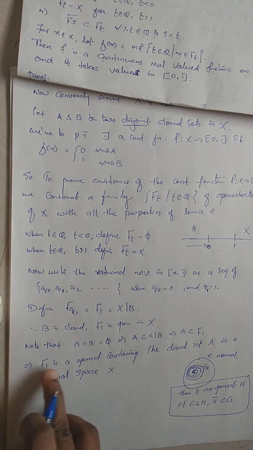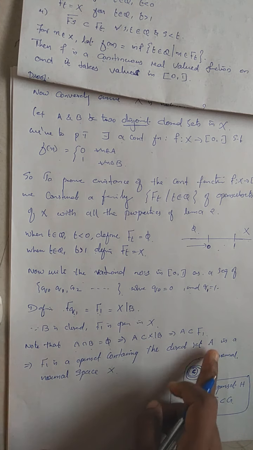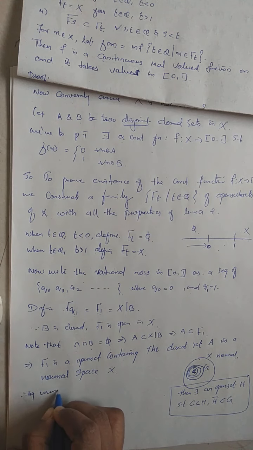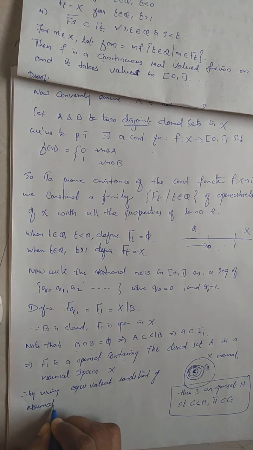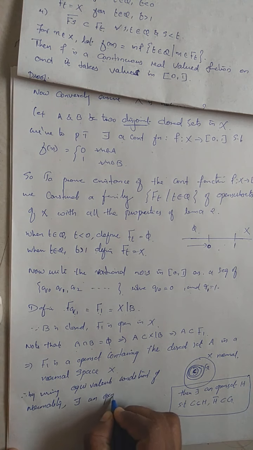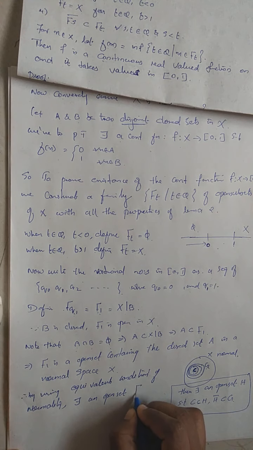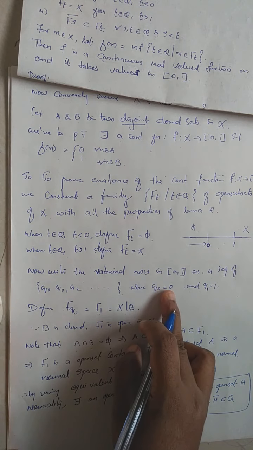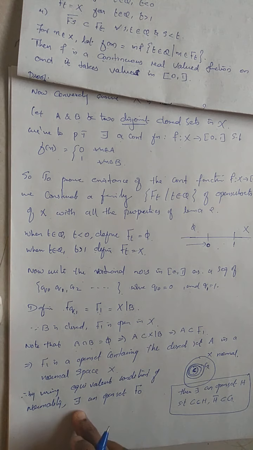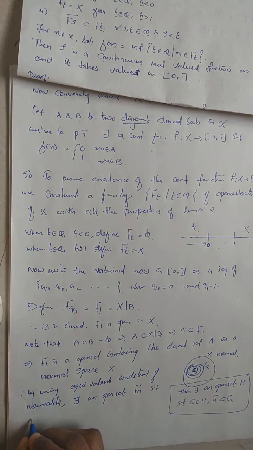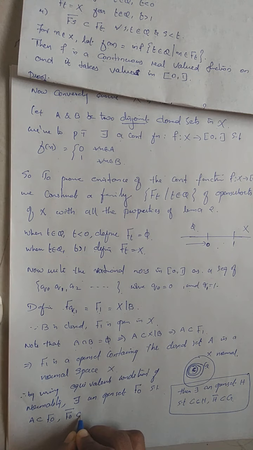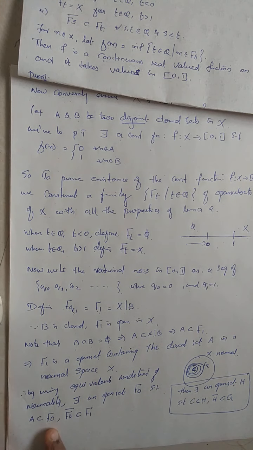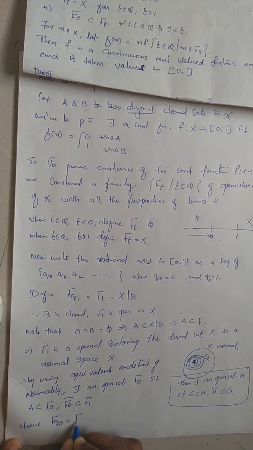We have X as a normal space, and instead of G we have F1, an open set containing the closed set A, instead of C. So by using the equivalent conditions of normality, there exists an open set, I call it F0. For the point q0, we have q0 taken as 0, so corresponding to 0 I define this F0. Then A will be contained in that open set F0, and its closure will be contained in the open set F1. So we get A is contained in F0 and the closure of F0 is contained in F1. Now choose F_q0 equal to F0.